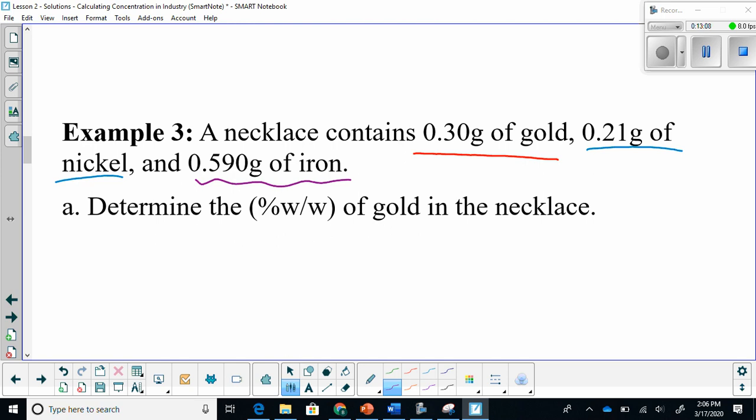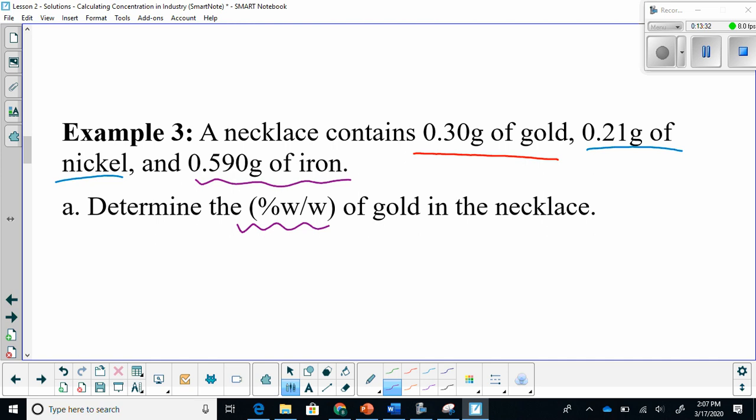Depending on the percentage of gold that you have in jewelry, that will affect the carats of gold, and that will affect the price. The more gold, the more carats, the more expensive your jewelry is going to be. So in this necklace, it's asking us to determine the percent by weight of gold in the necklace.